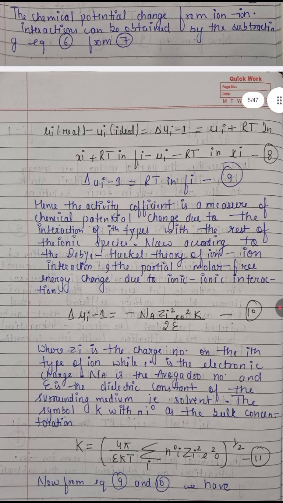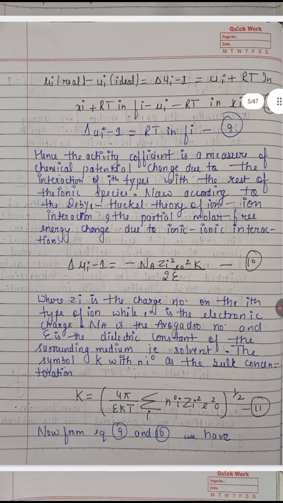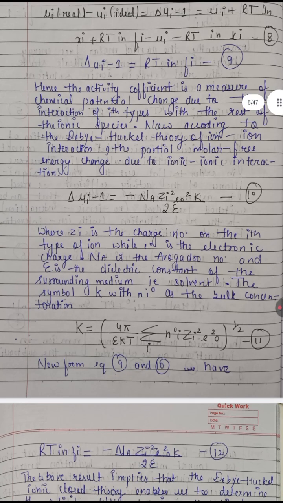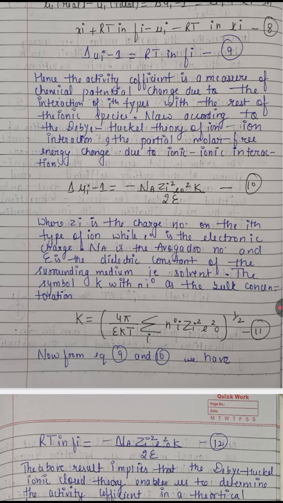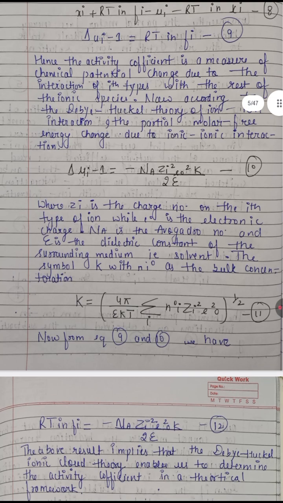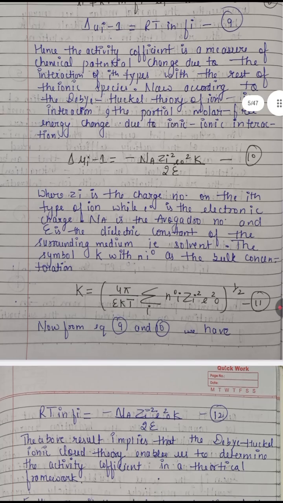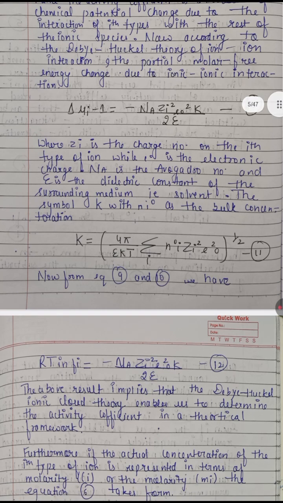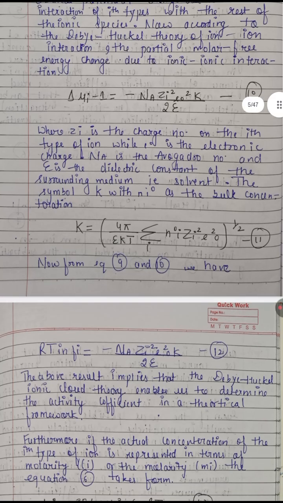The chemical potential change from ion-ion interaction can be obtained by the subtraction of equation 6 from 7. Mu i real minus mu i ideal equals del mu i minus 1 equals mu i naught plus RT ln xi plus RT ln fi minus mu i naught minus RT ln xi, which is equation 8. Del mu i minus 1 equals RT ln fi, equation 9. Hence the activity coefficient is a measure of chemical potential change due to the interaction of the ith type with the rest of the ionic species.